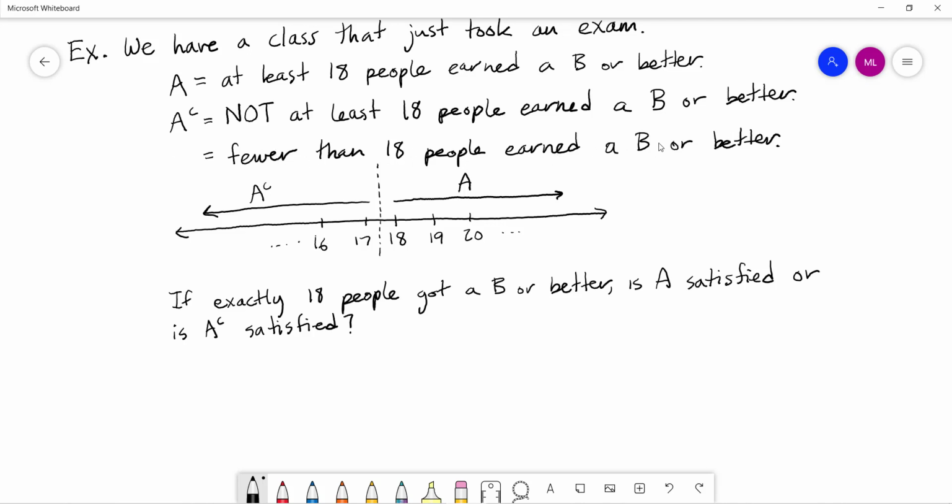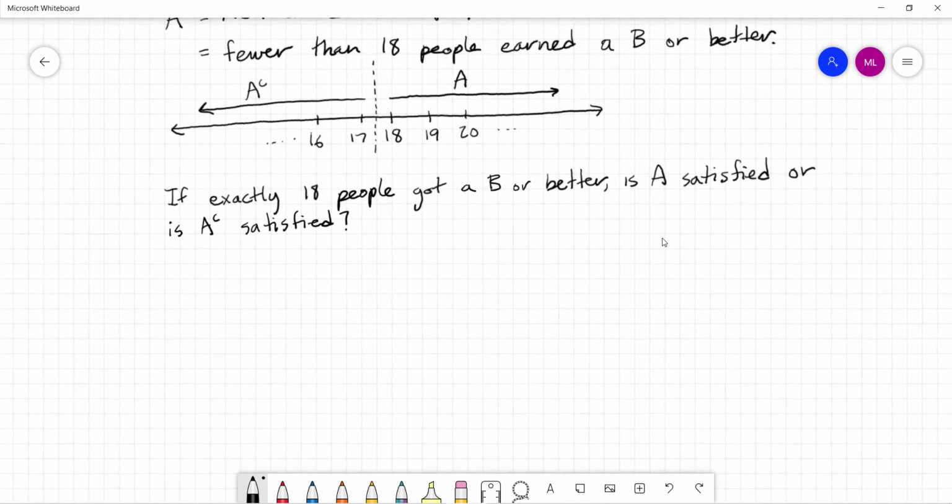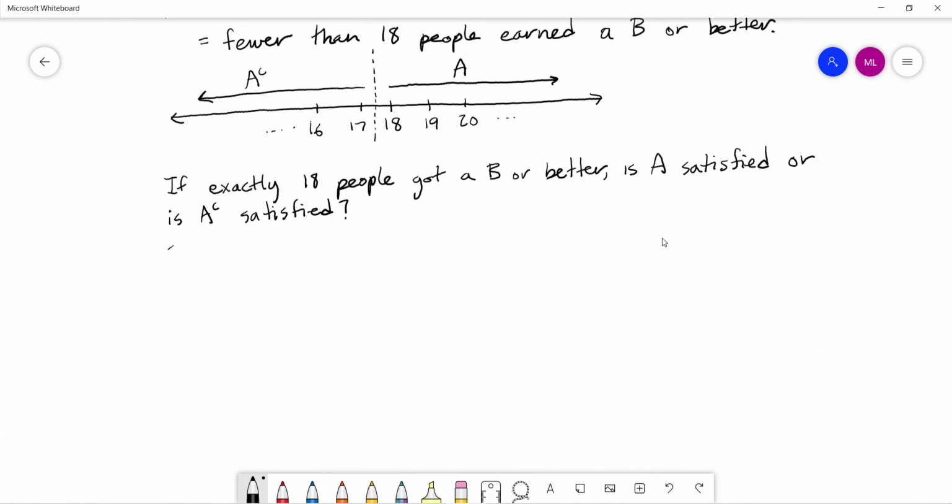If 16 people did, this is still true. If 15 people did, this is still true. All of these cases over here, 17 people getting a B or better, 16 people getting a B or better, 15 people getting a B or better, all the way down to 0 people getting a B or better, those all satisfy A complement. And so this is kind of how we want to do this. And I think this diagram can sometimes be helpful. But between the two of them, between A and A complement, they are going to cover 100% of the possible outcomes. So let me answer this question first.